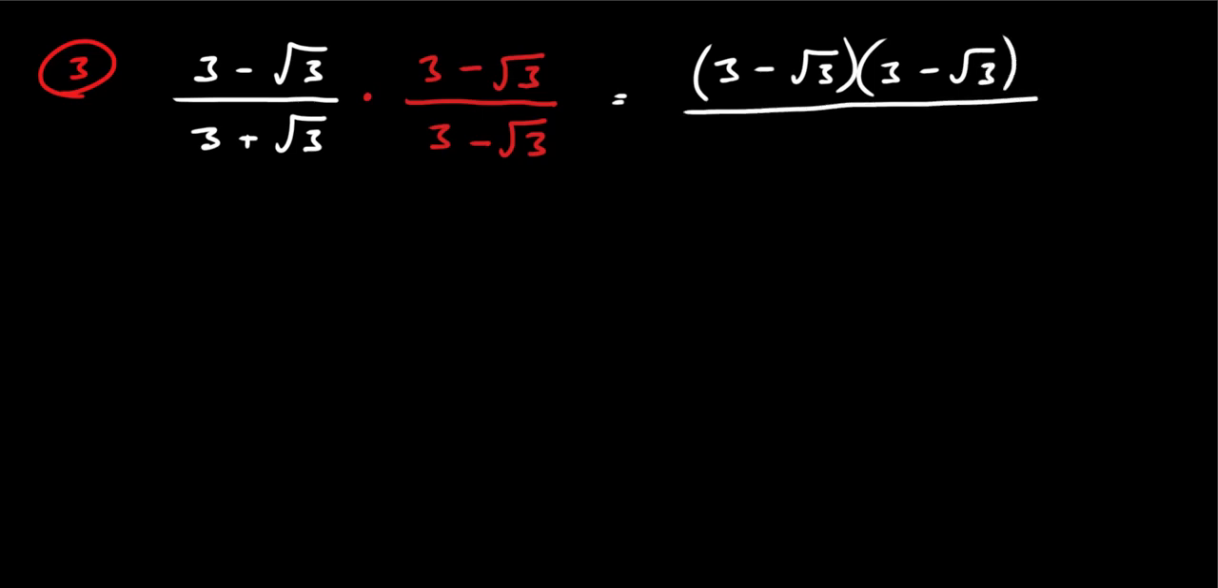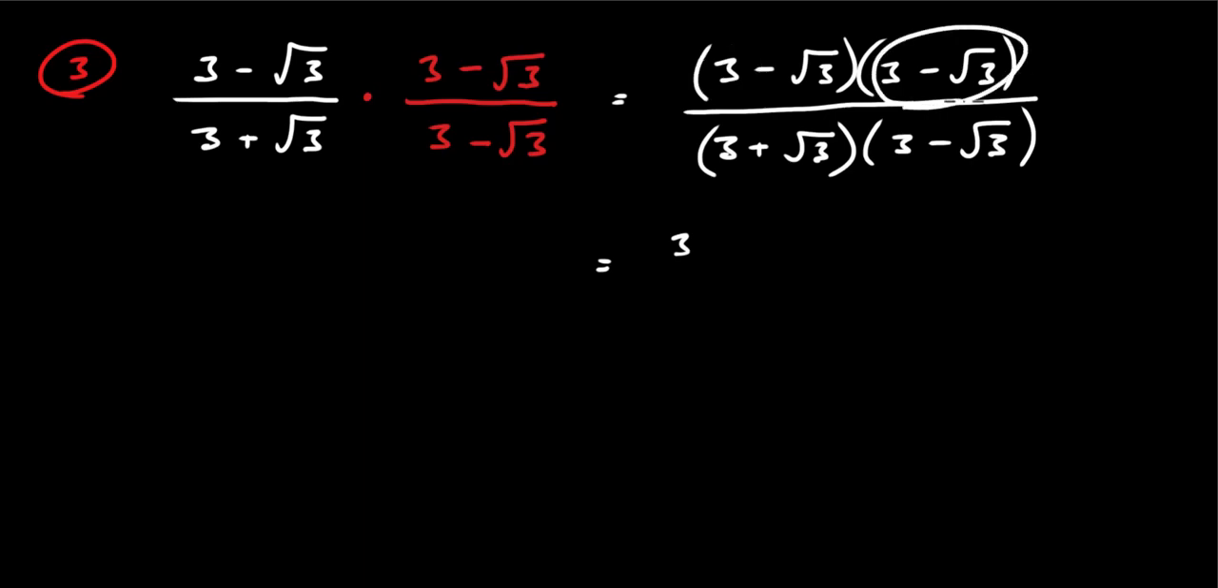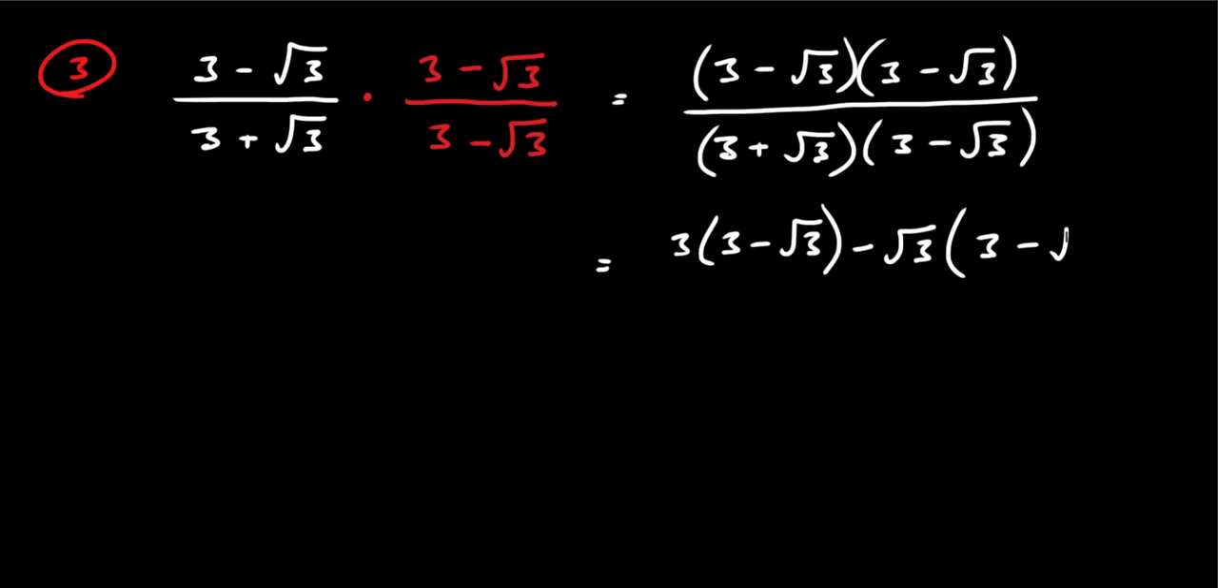And then on the bottom, we've got 3 plus root 3 times 3 minus root 3. So on the top, again, what we're going to do is multiply out these two brackets. So I'm going to do it the long-winded way, if you like. So we're going to take the 3. I'm going to multiply that by the second bracket, which is 3 minus root 3. I'm going to take the minus square root 3, and I'm going to multiply that by the 3 minus root 3. Okay, on the bottom then I'm going to do the same thing.